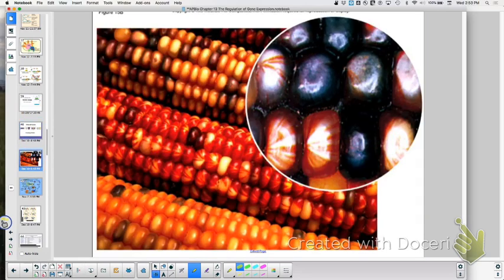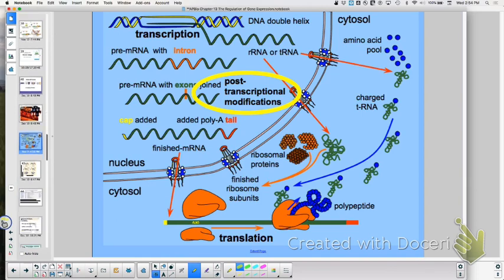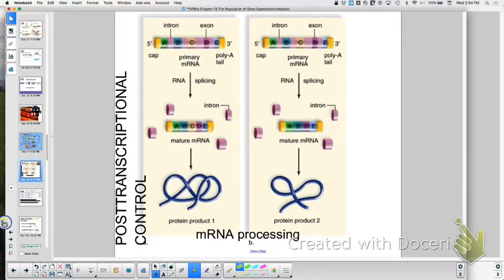And we looked at Indian corn as an example of that. Post-transcriptional control: cap, tail, cutting out the introns. We looked at how the exons could be expressed, so that you could have a piece of DNA and multiple proteins coming from two or three genes on the DNA just based on exon recombination.